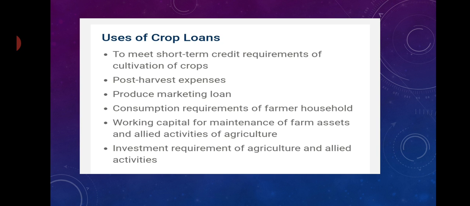Next is the consumption requirement of the farmer household. Working capital to maintain the farm asset, allied activity of the agriculture. Allied activity in the sense poultry, dairy, fishery. These are the allied activities and these are run on a larger basis nowadays.